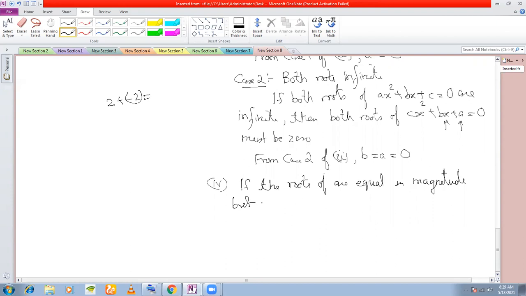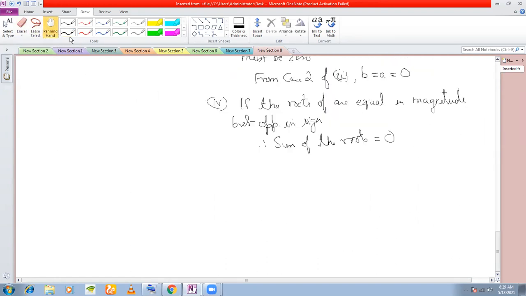If the roots of the equation are equal in magnitude but opposite in sign, that means the sum of the roots has to be 0. Right? So we are going to use this condition. And what is the sum of the roots we know? Sum of the roots is minus b by a equal to 0. And therefore you get b is equal to 0.